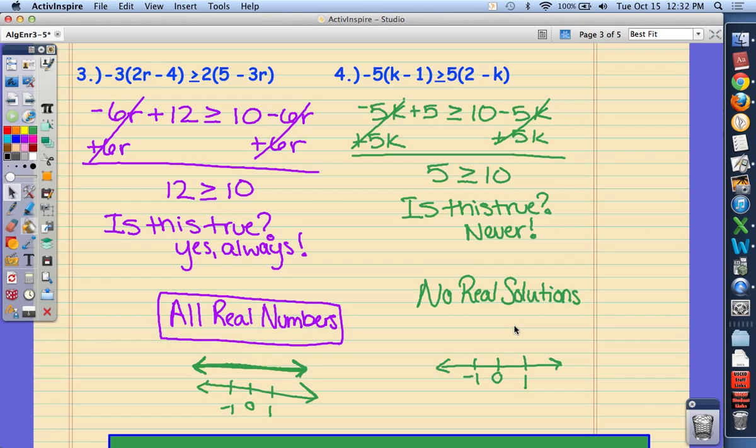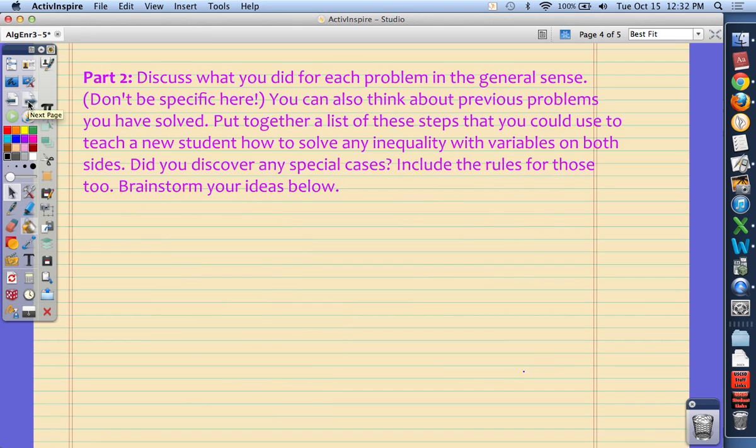So hopefully you have these 4 equations pretty good. What I want you to do for part 2 is I want you to kind of discuss what you did for each problem in the general sense. So don't be specific. And I want you to put together a list of steps that you could use to teach a new student how to solve any inequality with variables on both sides. So remember, what do you undo first? You know, if you see parentheses, is that the first step you want to handle? Make a general list. Don't be specific in saying, you know, I would add 5 to both sides, but maybe you want to say something about to isolate the variable.